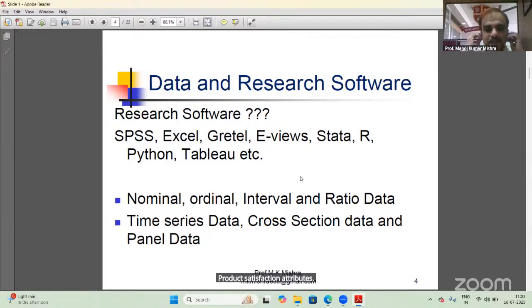Interval. Interval means from this to this class. Interval and ratio are quantitative data. Like 0 to 10, 10 to 20, 20 to 50. We can make the interval like this also.